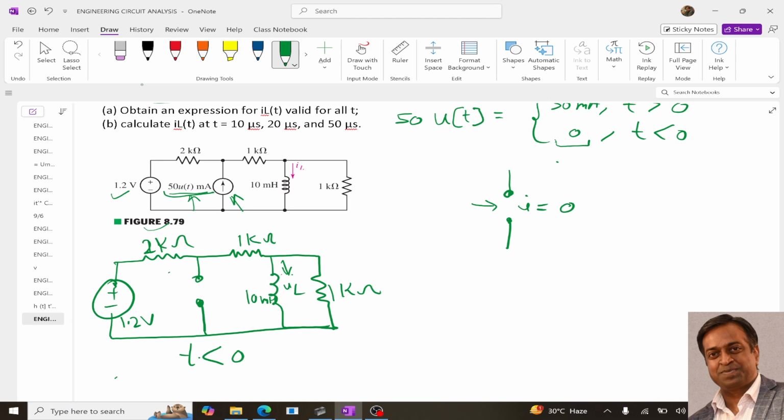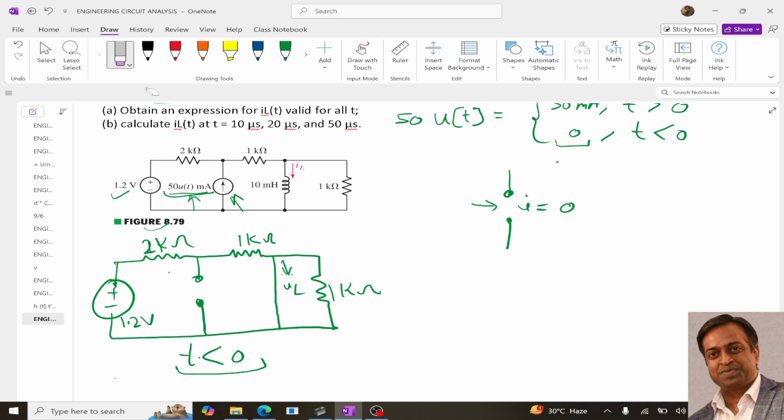Now since this particular circuit has been in this condition from minus infinity time, we know that when the circuit is stable and there is no change in the voltage and current in the circuit, then the inductor can be replaced with a short circuit, and a capacitor can be replaced with an open circuit. So under steady state this inductor will be replaced with a short circuit. So at t less than 0 our circuit will simply look like this, having only the resistors, and the inductor replaced with a short circuit, because under steady state it acts like a short circuit.